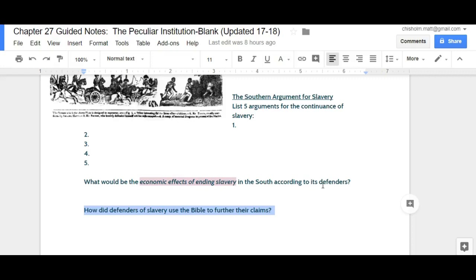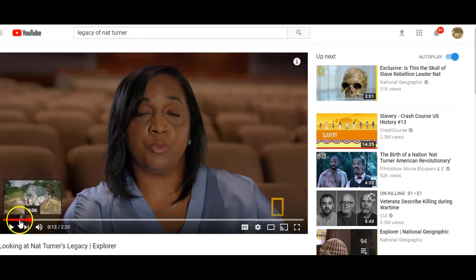Anyway, it doesn't seem to hold much rational light, but these are ways that people rationalize slavery, and that's the main reason why it kind of existed side by side with this kind of moral high ground that the South was known for. Okay. All right, that's it for chapter 27. I'm going to leave you guys with a quick video looking at Nat Turner's legacy.